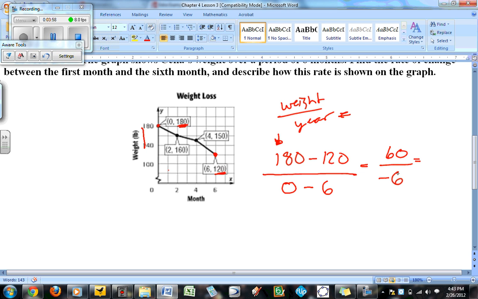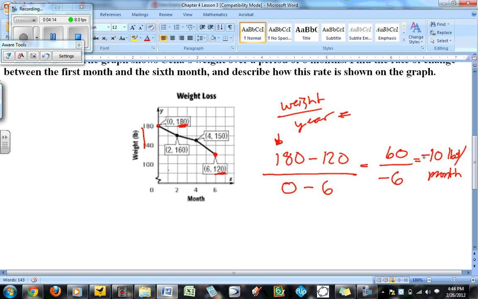So if we go ahead and divide that out, we get negative 10 pounds per month. That doesn't mean she's losing negative 10 pounds. It means this negative sign shows that she's losing weight.